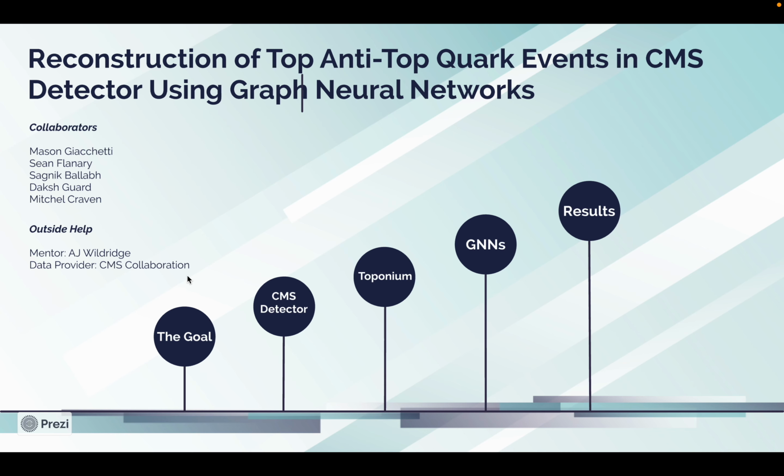Mason Giacchetti, and I'm one of the collaborators on the reconstruction of top and anti-top quark events in the CMS detector through the use of graph neural networks project. Among myself are 4 other collaborators: Sean Flannery, Sagnik Balab, Dakshgard, and Mitchell Craven, along with our mentor AJ Wildridge, and we're doing this with a CMS collaboration who has generously provided us data for our work.